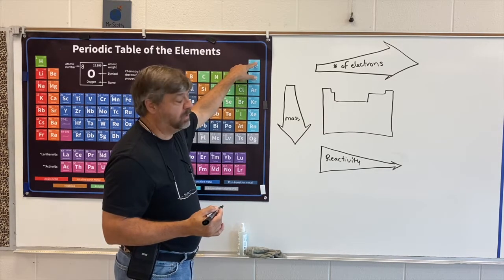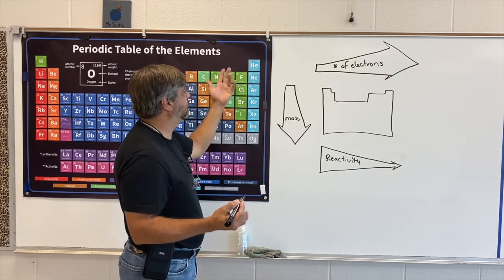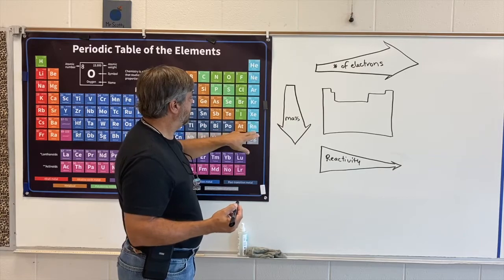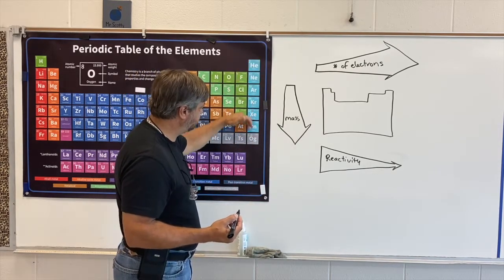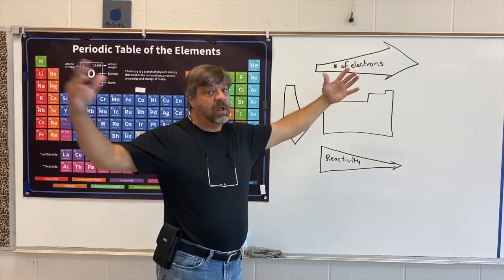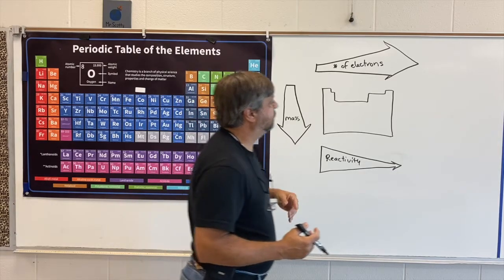It's 4. That's the number of protons plus the number of neutrons, so it has 2 of each. So it's 4. The mass of radon here is 222. So you can see this is much more massive. And remember, massive is not large, it is dense, it's heavy. All right, so that's mass going that way.